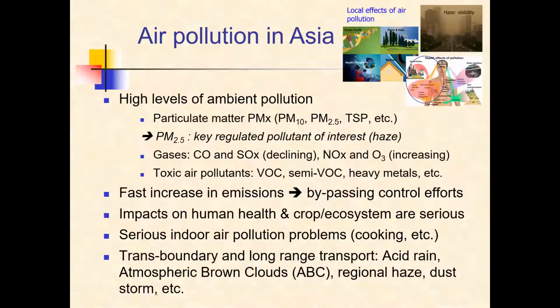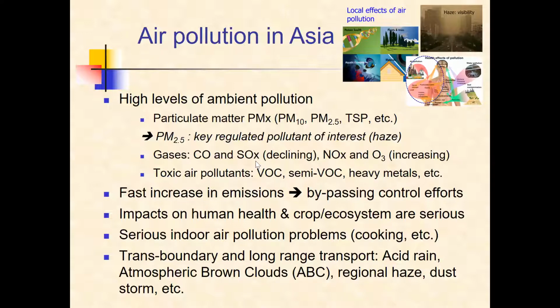Now talking about air pollution in Asia. Here we see very high levels of ambient air pollution. And the most important pollutant is particulate matter. We call it here PMx, including different sizes like PM10, PM2.5, and TSP, which stands for total suspended particulate matter. And we talk about PM1, we talk about ultrafine and nanoparticles in the air. At present, PM2.5 is the key regulated pollutant, and of great interest because of the haze problem.